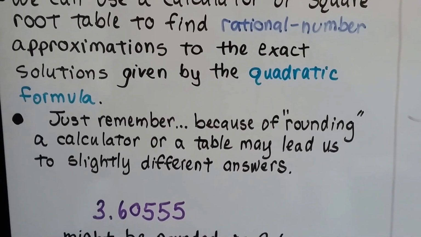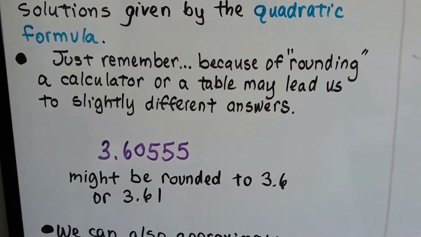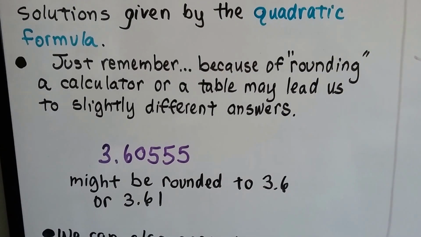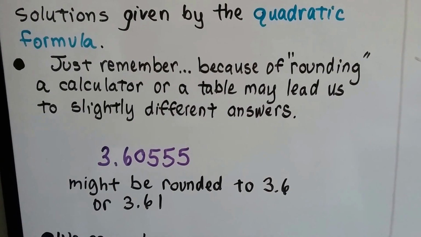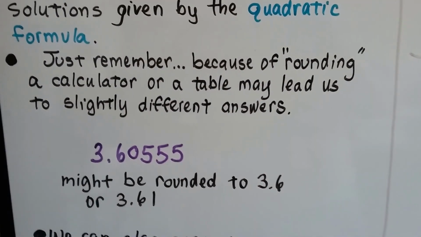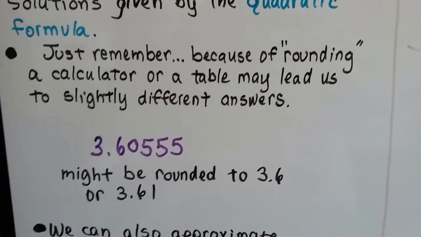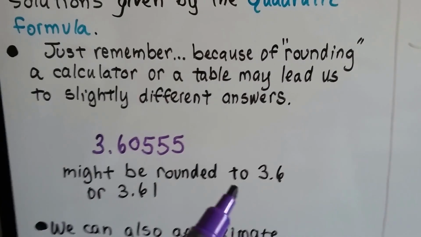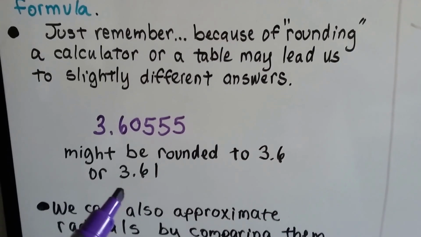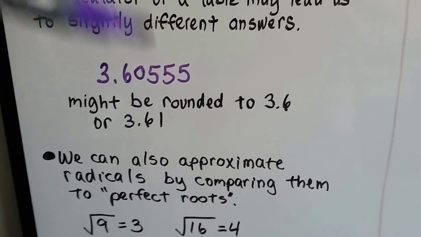We can use a calculator or square root table to find rational number approximations to the exact solutions given by quadratic formulas. Just remember, because of rounding, a calculator or a table might lead us to slightly different answers, and it could depend on the brand of your calculator, and how you round, or to what place value you round. 3.60555 could be rounded to 3.6 or 3.61, depending on what is asked of you. Is it rounded to the tenths or the hundredths?